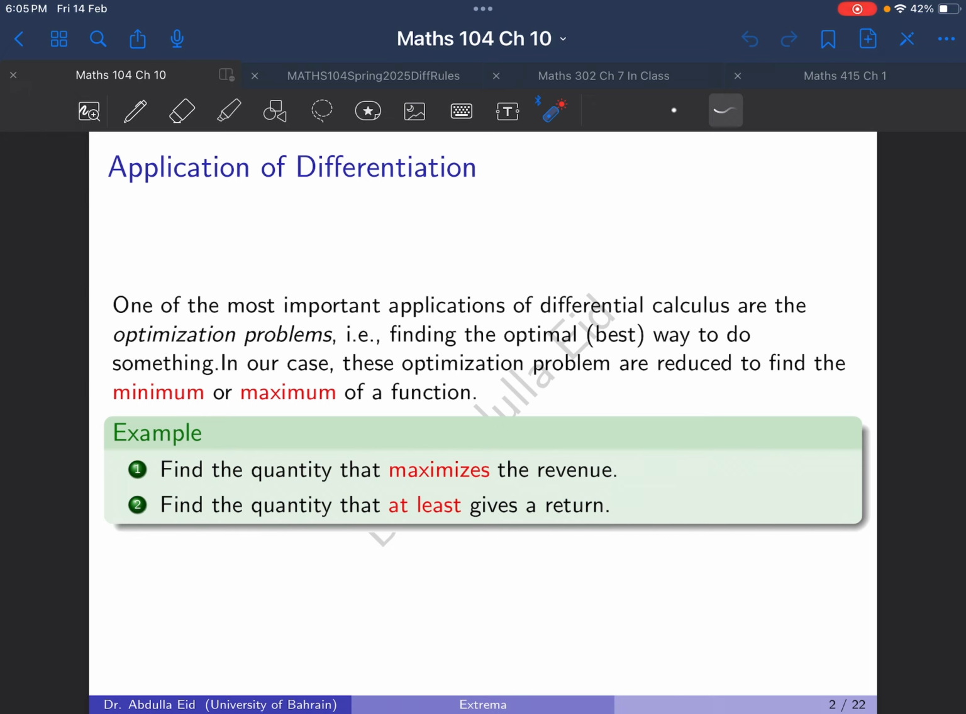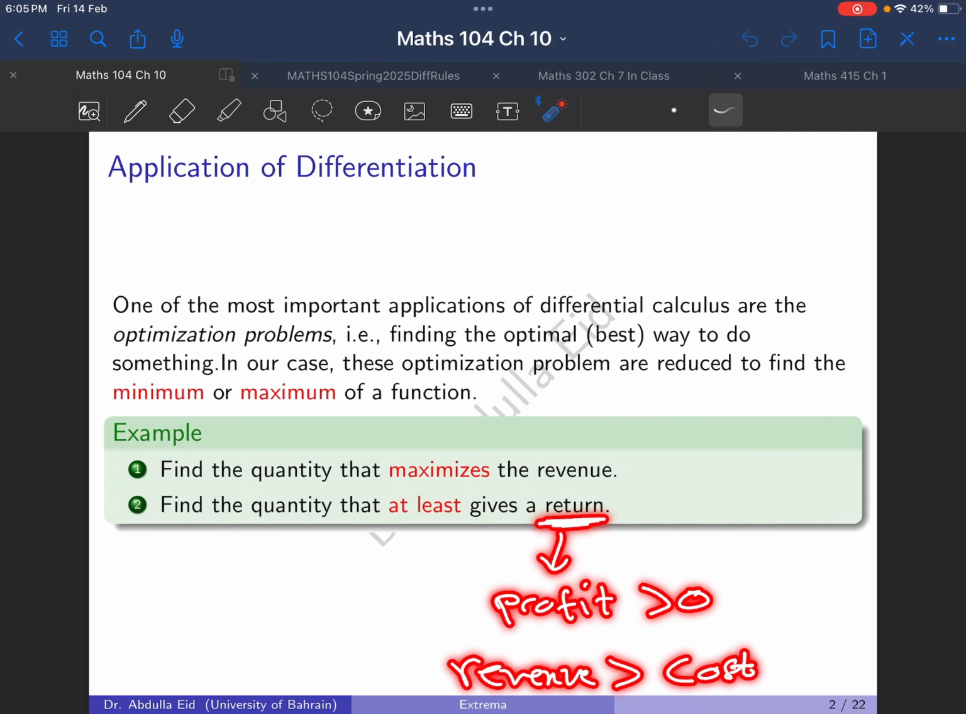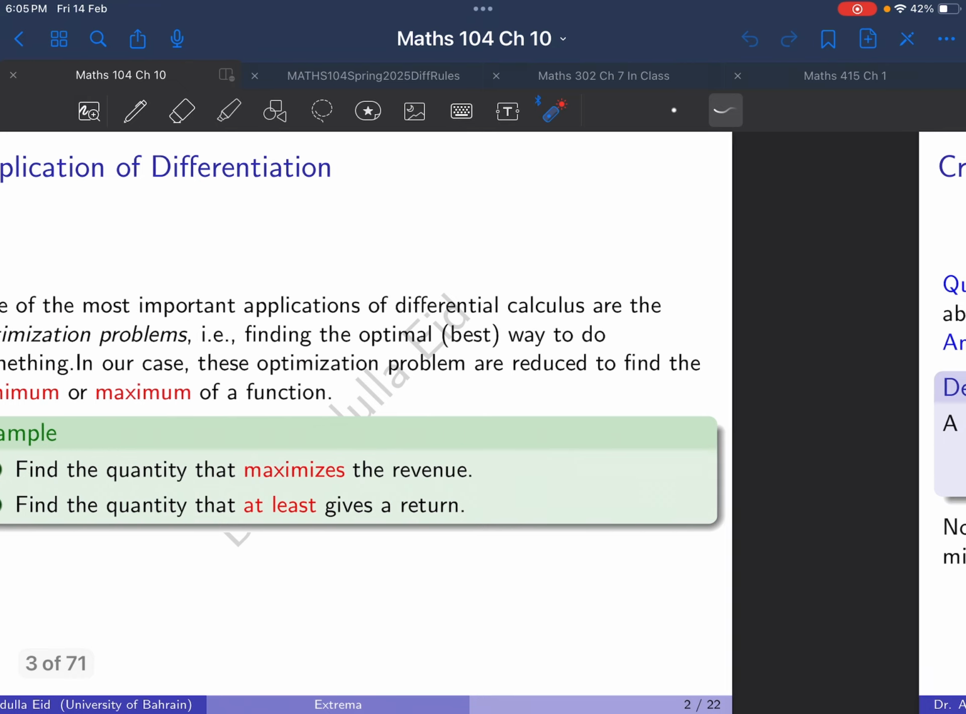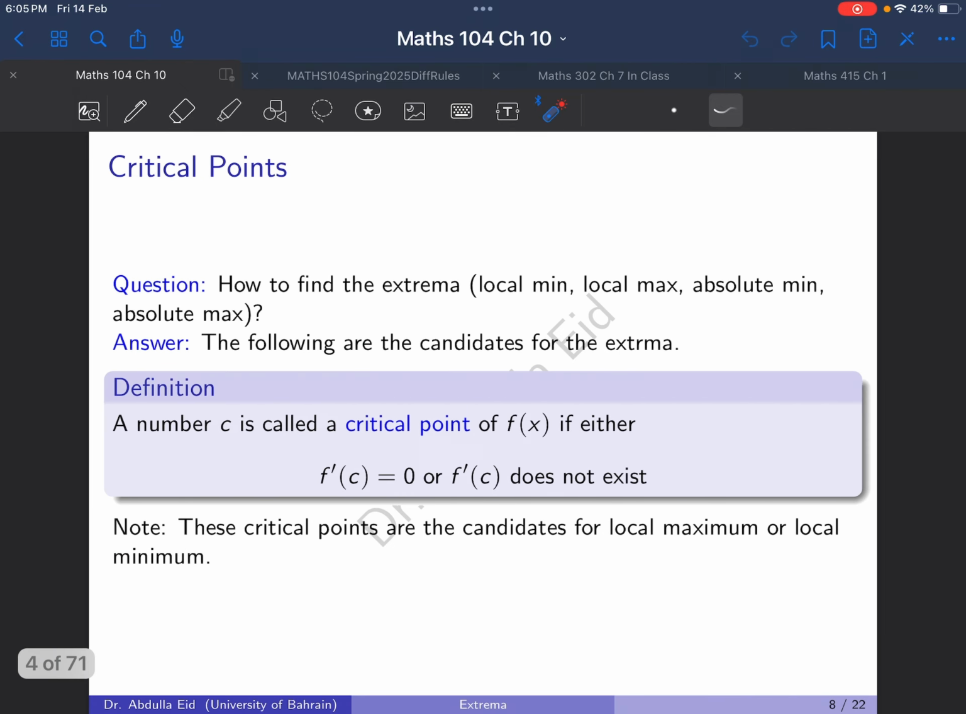Sometimes I just want to get a return. Remember, a return means the profit is positive, which means whatever I get back is more than the cost of the product. So I need to know what is the minimum quantity so that my revenue will be more than my cost. Those are legitimate questions for any company, for any business. This is the way a business can thrive: if they know how to maximize their revenue, they minimize their cost.